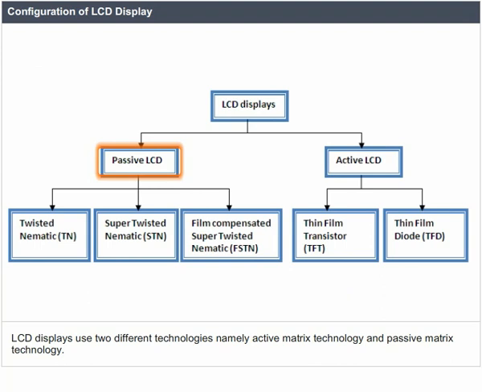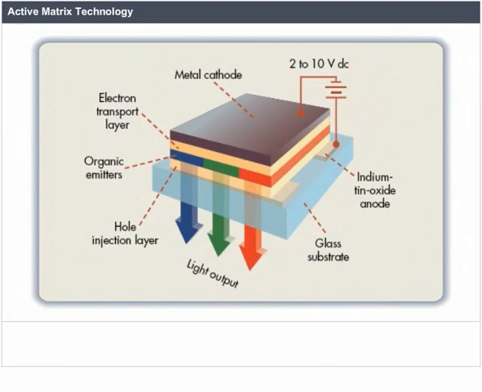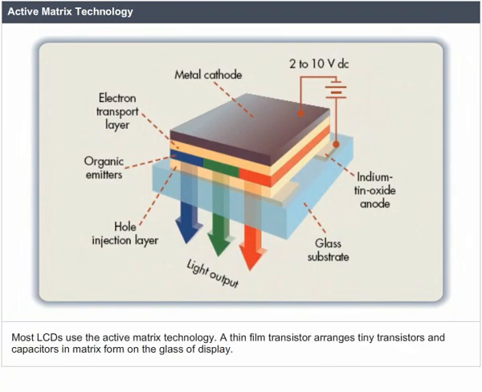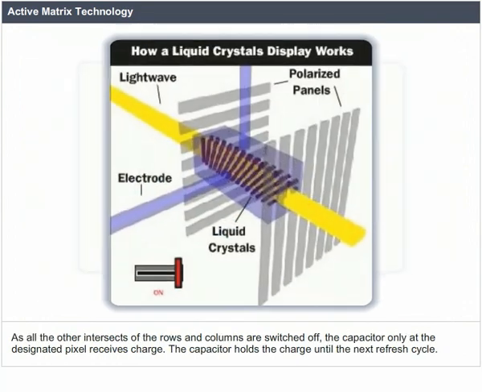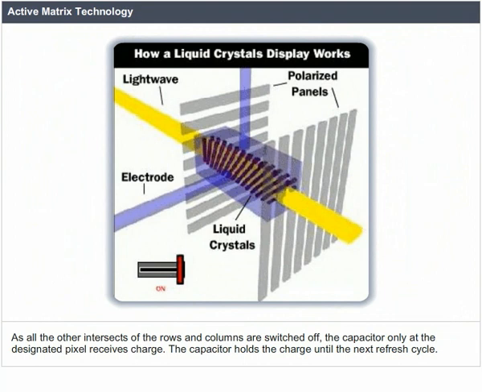Active matrix technology. Most LCDs use the active matrix technology. A thin film transistor arranges tiny transistors and capacitors in a matrix form on the glass of display. When a particular pixel needs to be addressed, the proper row is switched on and the charge is sent to the appropriate column. As all the other intersects of the rows and columns are switched off, the capacitor only at the designated pixel receives the charge. The capacitor holds the charge until the next refresh cycle.